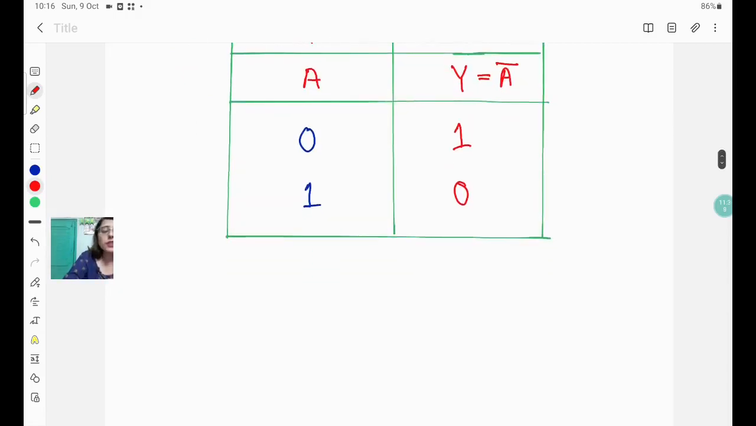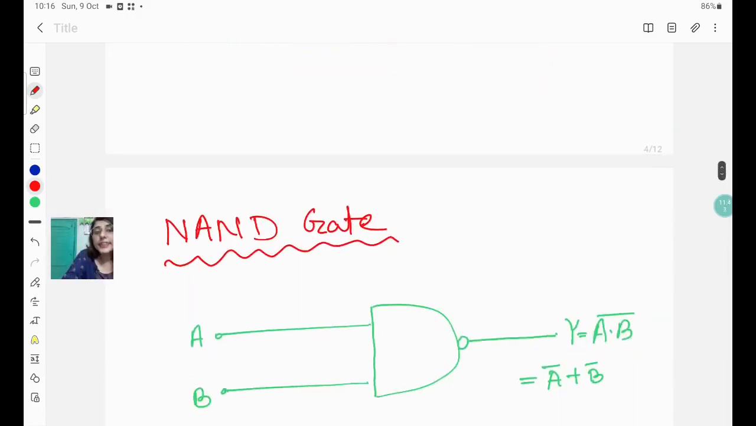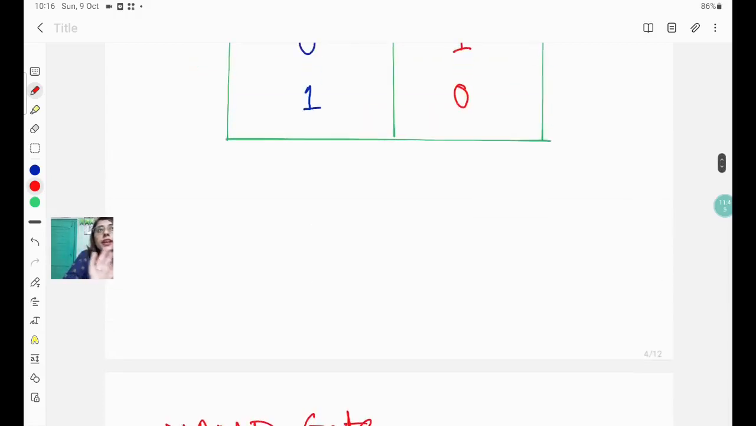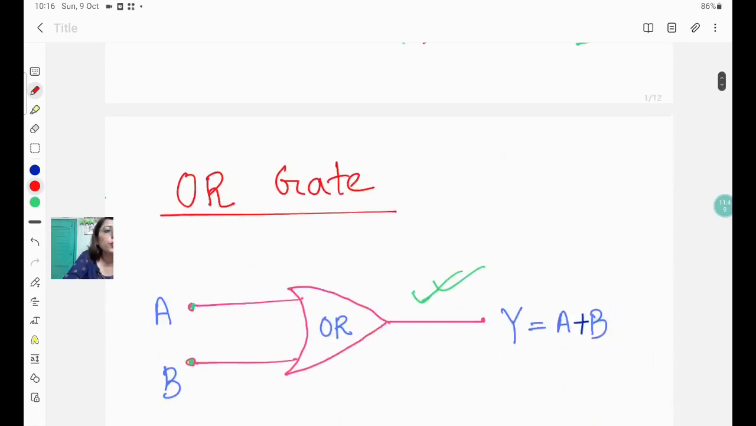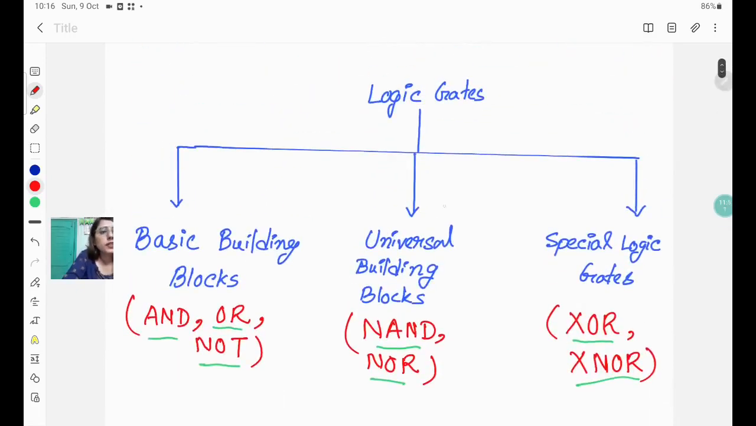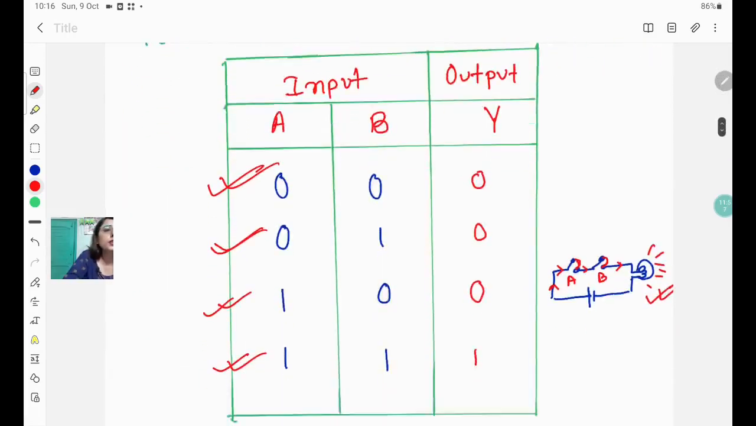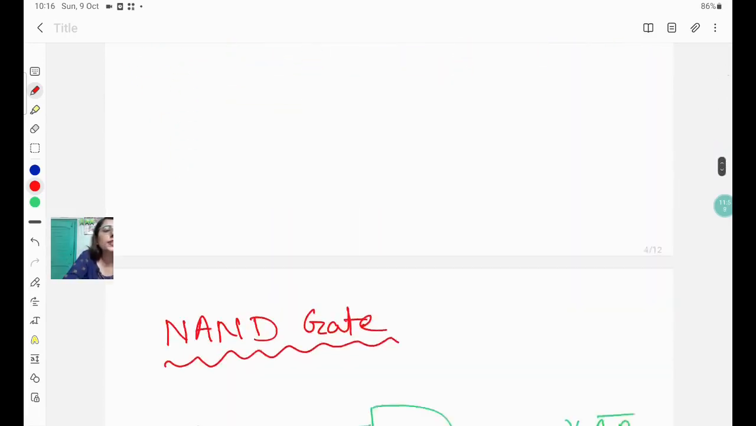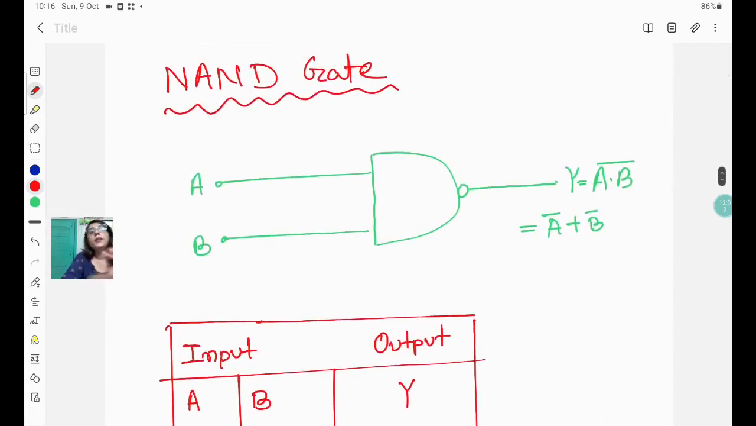And the next one is the logic gates, which are basically the universal building blocks. That is, we are now going to discuss these universal building blocks. Okay, so there are 2 types of universal building blocks, that is NOR gate and NAND gate. And why are they called so? Because by repeated arrangement of them, we can have the basic building blocks altogether.